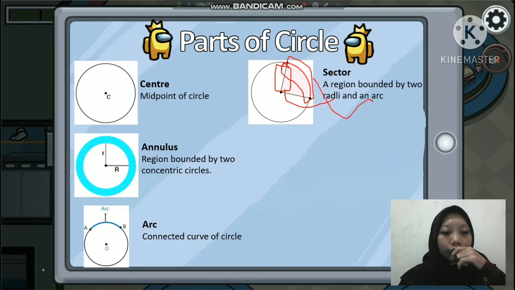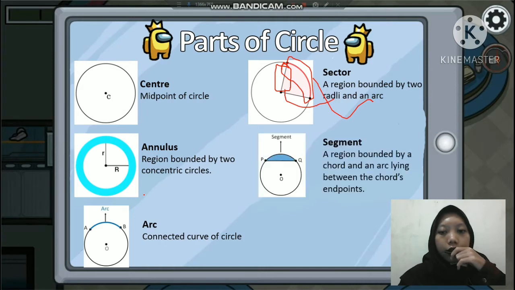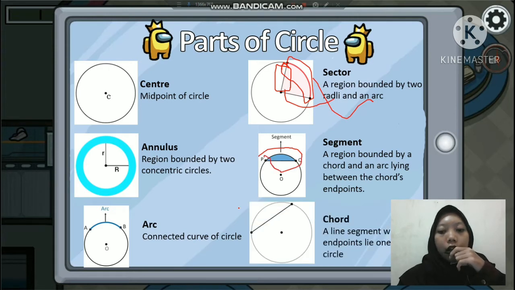Okay, the next is segment. A segment is a region bounded by a chord and an arc lying between the chord's endpoints. It's to be noted that segments don't contain the center. As we can see, this region is bounded by a chord and an arc. Okay, the next is chord. A chord is a line segment whose endpoints lie on the circle.